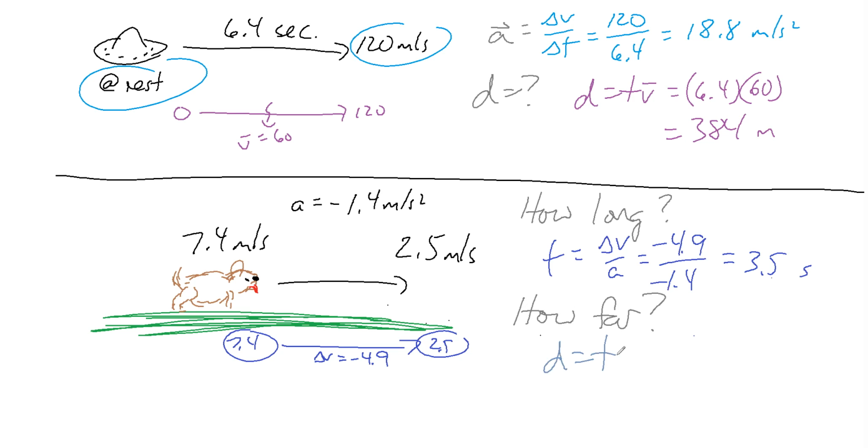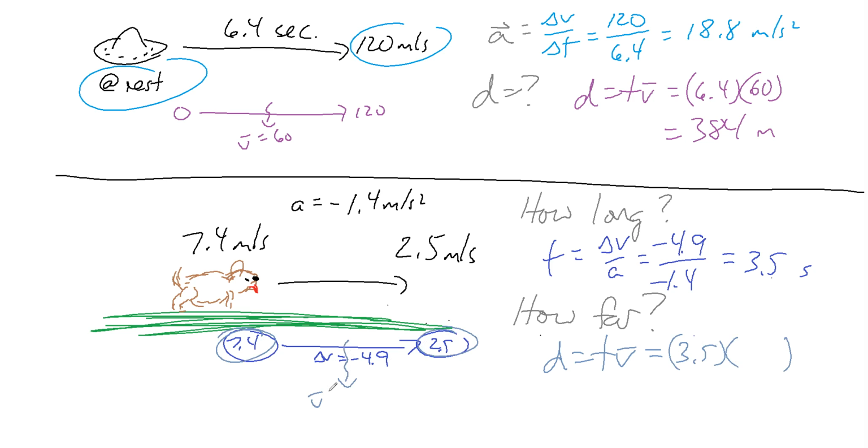Of course, distance is dtv. It's an average speed because I know there's acceleration. So my time is going to be the 3.5 seconds I just found. I don't have a constant v, so I need the average v. So it started at 7.4, then 2.5. So I need the value right in between. That's where the average is.